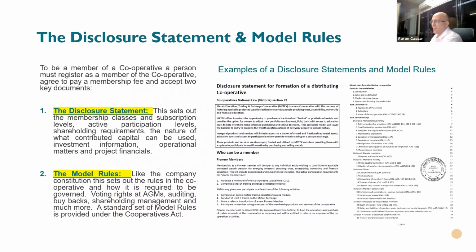So this gives you an example of what is created for a cooperative. We have a disclosure statement that sets out the membership classes and subscription levels, active participation levels, shareholding requirements, the nature of the contributed capital, how it's going to be invested, and the operational matters and project financials. And then the model rules, which is like the company constitution, which sets out the voting rights, how it's going to be audited, buyback, shareholding management, and much more.